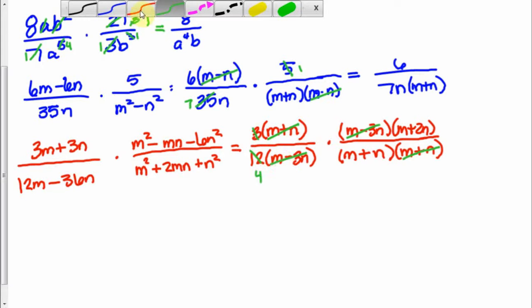So my final answer is, I got to look carefully, m plus 2n. That's all that was left in the numerator, so I don't have to put parentheses around it since there's nothing multiplied outside of it. And then 4 times m plus n. Can't cancel the m's because they have things added to them. Okay, so only if you could cancel the entire factor.